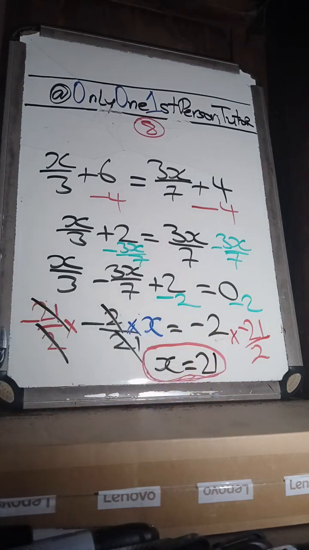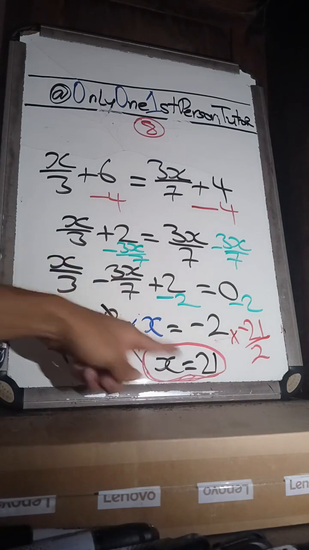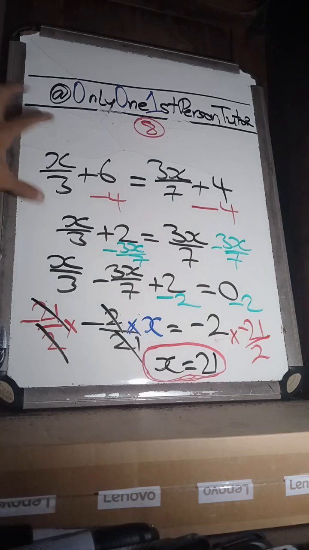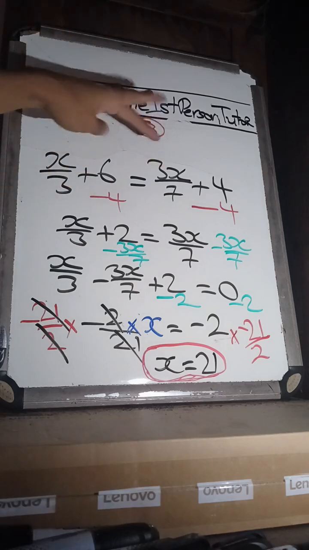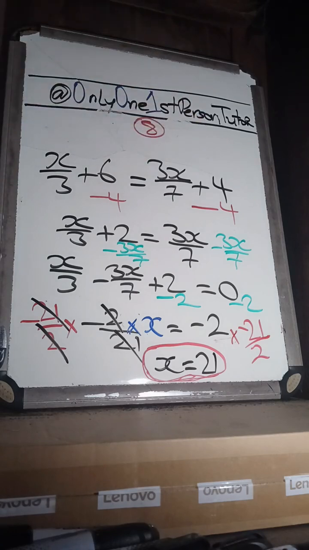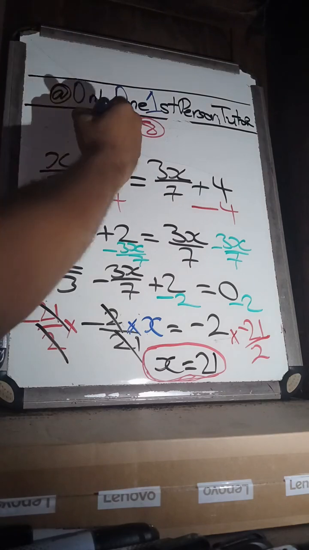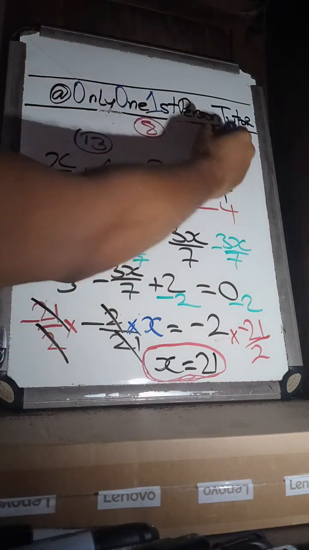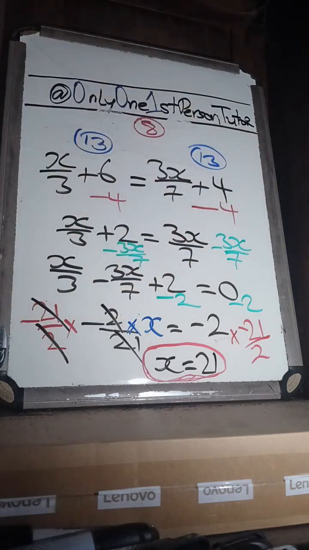Yeah, that'll be 21. Put 21 up here. 21 over 3 is 7, 7 plus 6 is 13. 21 over 7 is 3. 3 times 3 is 9, 9 plus 4 is 13 again. So therefore, the left is 13, the right is 13. So yeah, x is 21 both times.